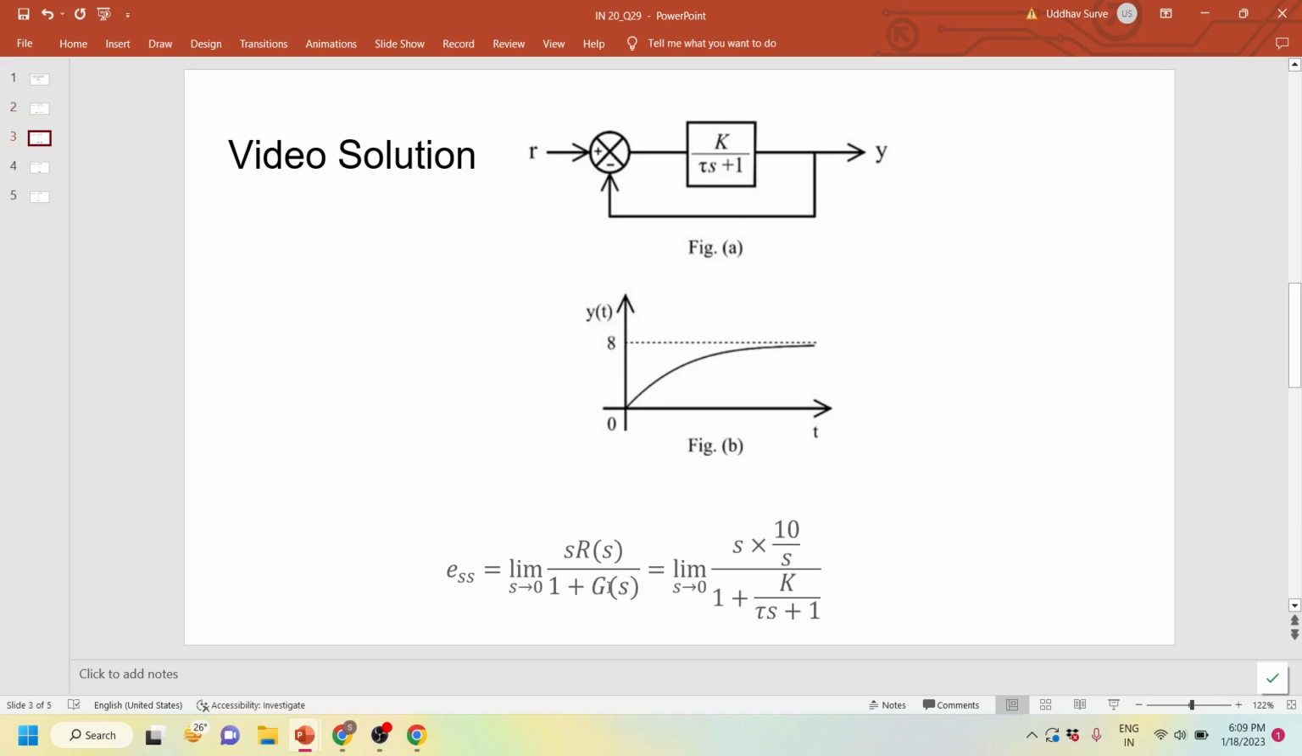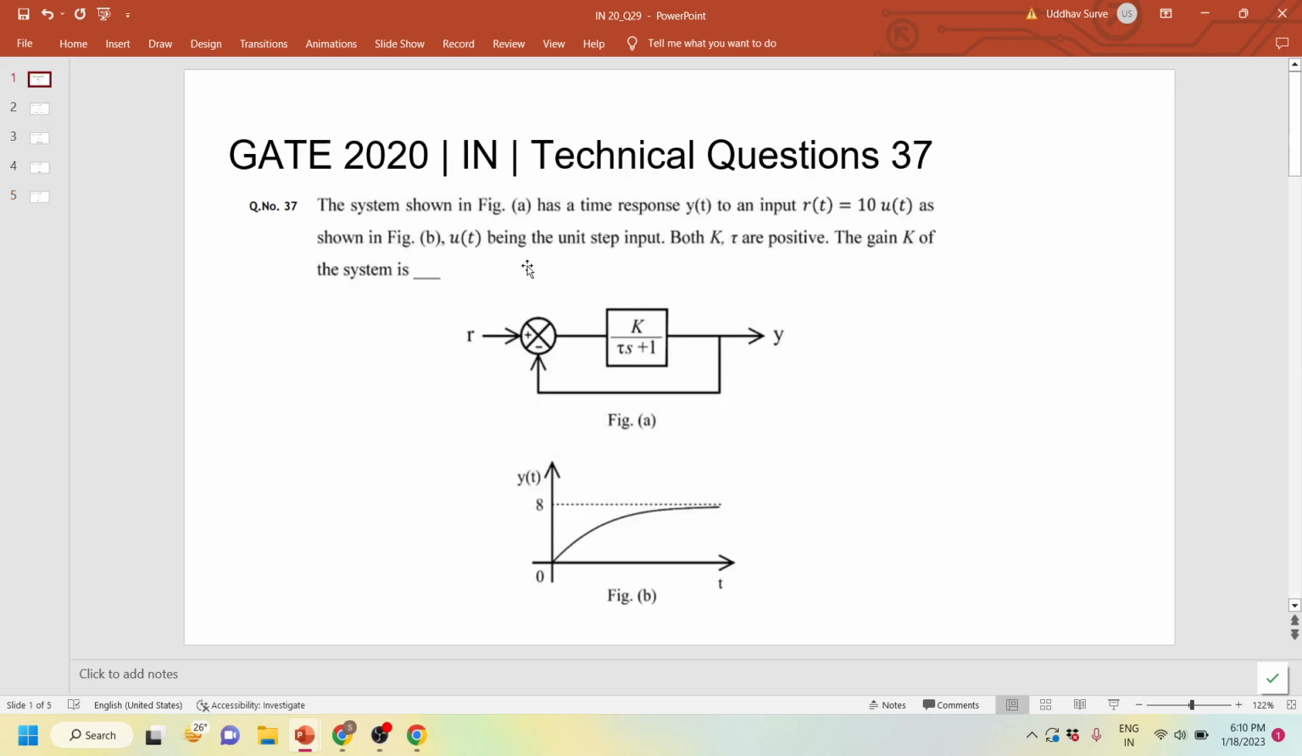So when we substitute these values, s into 10 by s, where r of s is the input, 10 by s is the step change of 10 units, upon 1 plus k upon tau s plus 1. So now just put ESS as 2 and s equal to 0. We get 2 is equal to 10 by k plus 1, and therefore k is equal to 4. So the answer to this question is k equal to 4. The gain k is 4.